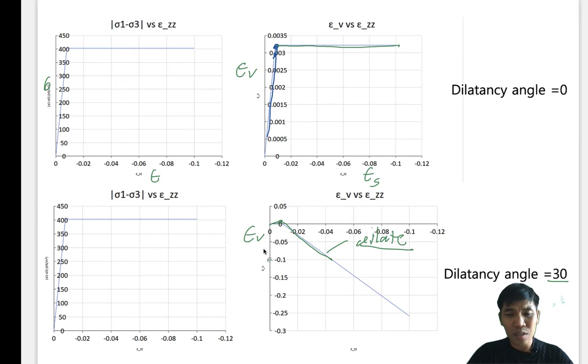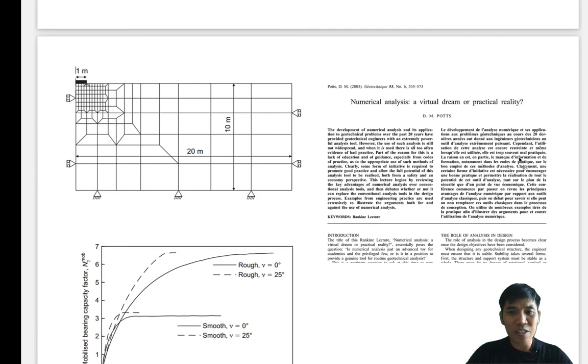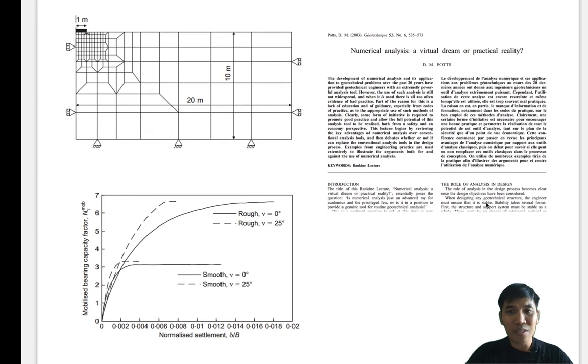So maybe you have the question: what is going on if I set it to 30, or if I set it to 0? Actually, there is a paper by Professor Potts. It's a Rankine Lecture in 2003, a long time ago. The topic is numerical analysis: a virtual dream or practical reality. He showed something like this. He had a shallow foundation and varied the value of the dilatancy angle.